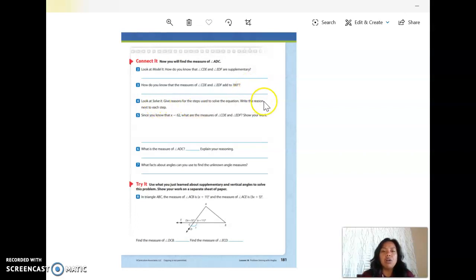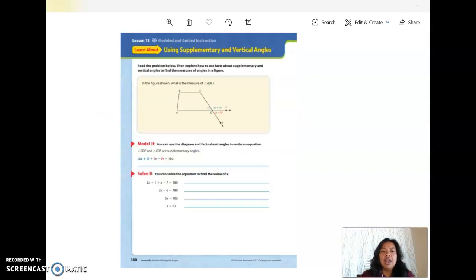Number 4, this problem here is actually going back to the recent page there. It says, give reasons for the steps used to solve the equation, write the reasons next to the steps. So it's going back to this page and writing what happened in each step, which I kind of already went through with you, okay? Go ahead and write your answers on those lines.